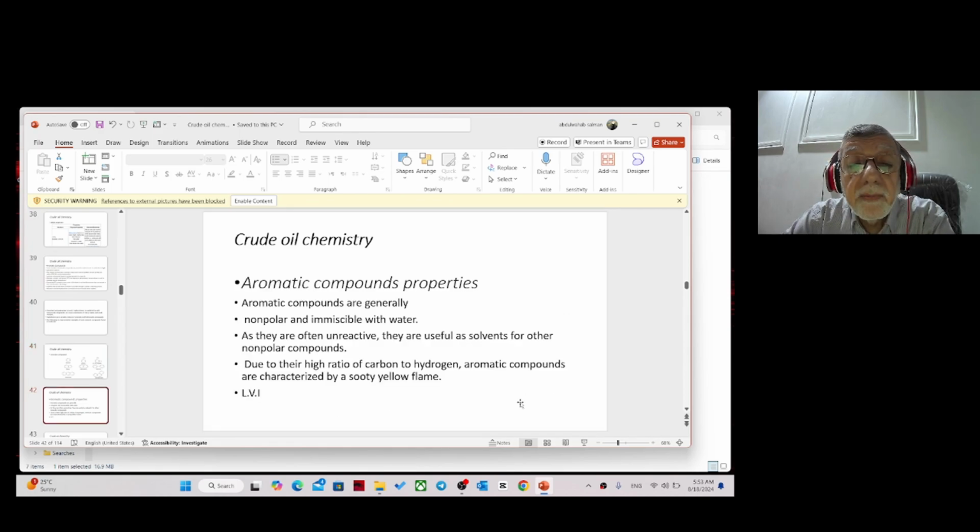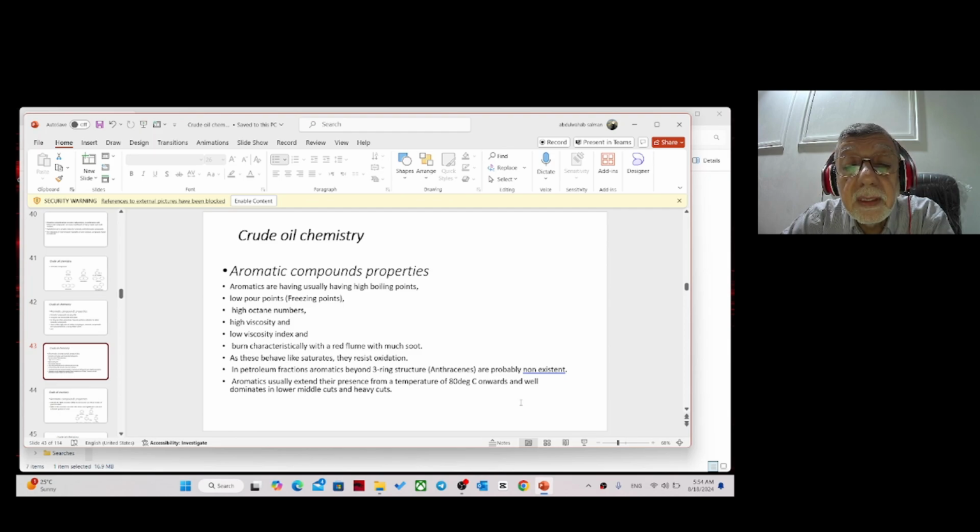The properties of aromatic compounds: they are generally nonpolar and immiscible with water. Like other hydrocarbons, they are nonpolar. As they are often unreactive, they are useful as solvents for other nonpolar compounds. Due to their high ratio of carbon to hydrogen, aromatics are characterized by a sooty yellow flame during combustion. And also the viscosity index is very low for aromatics.